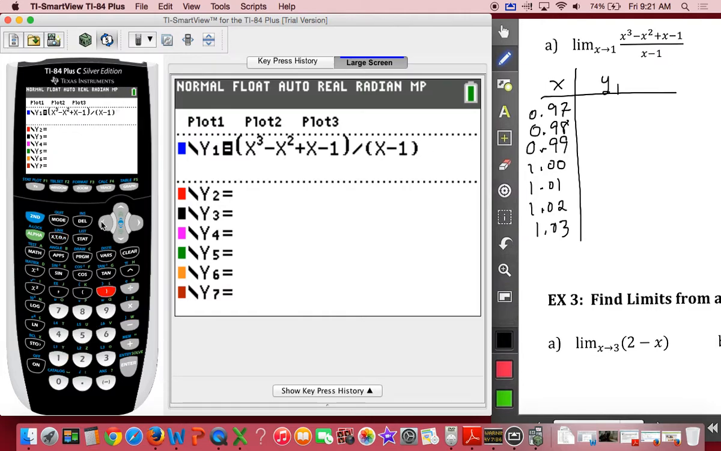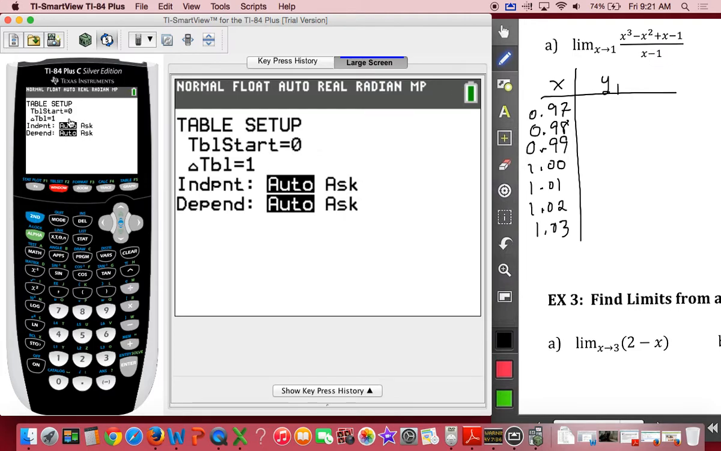All right, so check your table set. So you're going to go into not the window, but you're going to do second window. So second window, check your table set. If the independent variable says auto like this does, you want to make sure it says ask. So I'm going to scroll down and to the right. I'm going to light up ask. I have to hit enter for the auto to go away. So make sure that yours looks just like that.